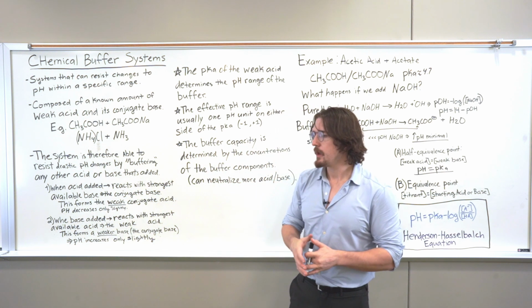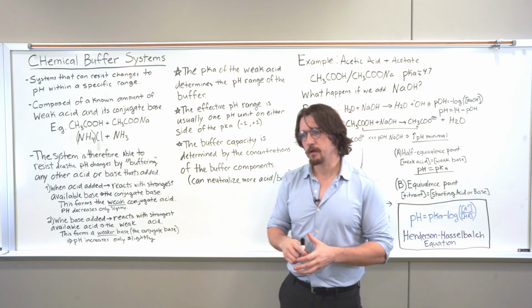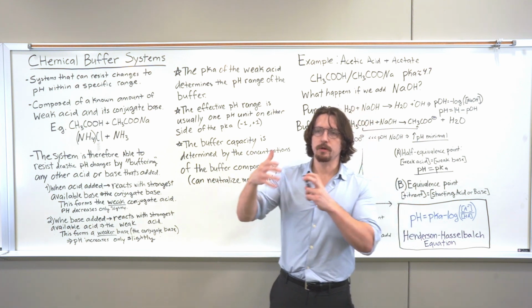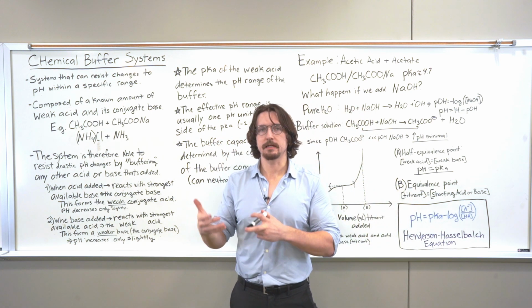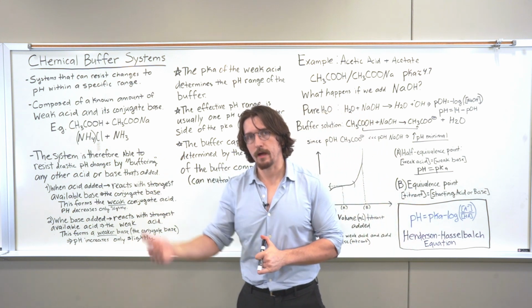The idea is that because you have both some of this base and some of this acid, they're both weak, but if you add in some sort of acid or base, the general rule of thumb is that when you add in a strong acid, it's going to react with the strongest base that's available, or vice versa. If you add in a base, it's going to react with the strongest available acid.